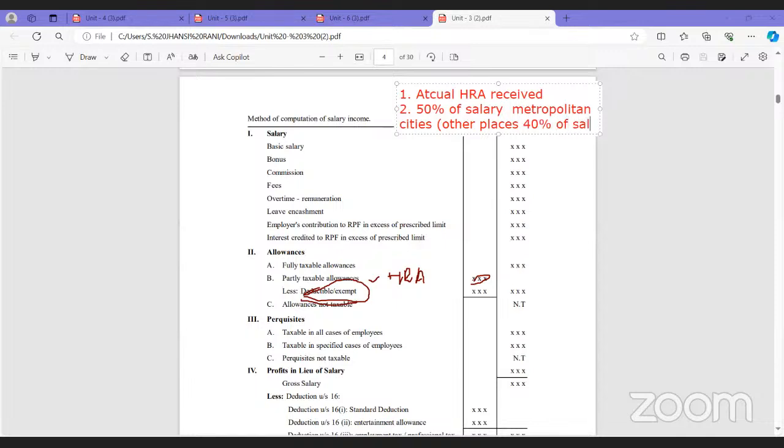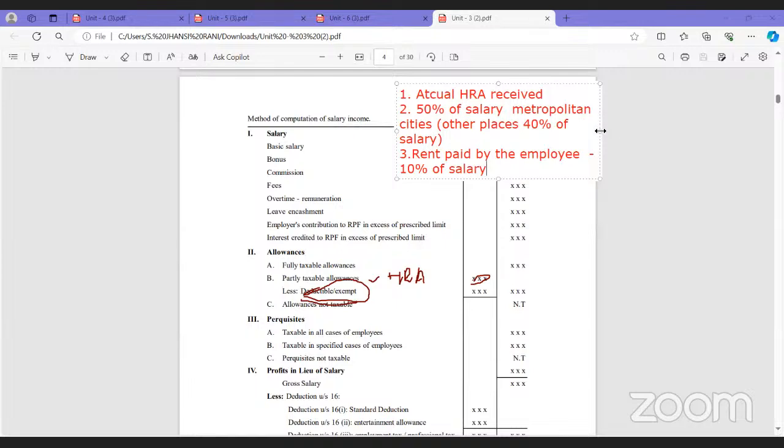If possible, make a note of this point so that it will be easy for you to understand. The first point is the actual HRA received. The second point is 50% of salary in metropolitan cities, and in other places 40% of salary. The third point is rent paid by the employee minus 10% of salary.